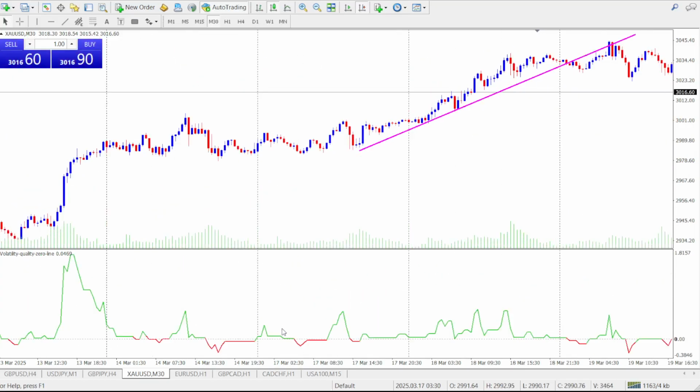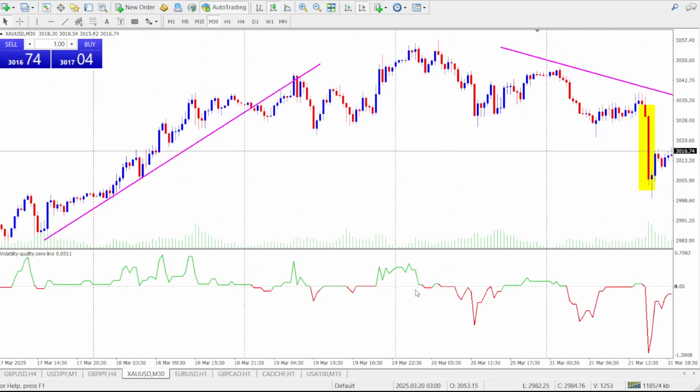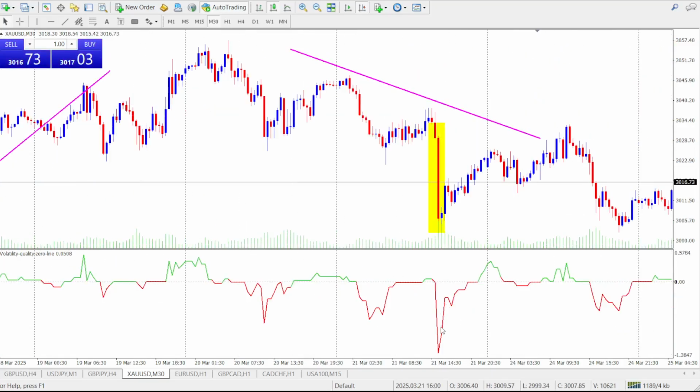When you have high volatility on the upside, you're going to have a far distance from the zero level in the positive territory. When the green line is far away from the zero level, it shows that there was high volatility on the upside. Now, when the red line is far away from the zero level, it shows that there was high volatility on the downside.